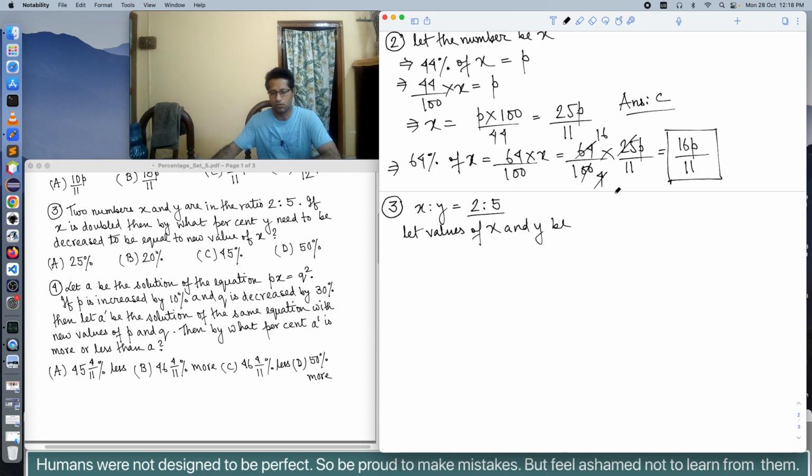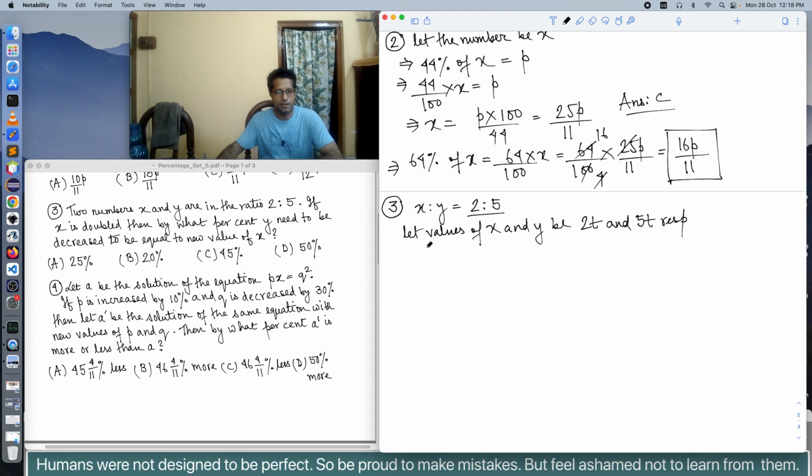So let's say any letter you can use other than X and Y. I will use T, so 2T and 5T respectively, where T is some unknown. We may need to find T, or we may not need to find T. It will depend on the problem. Let's see. So let the values of X and Y be 2T and 5T respectively.